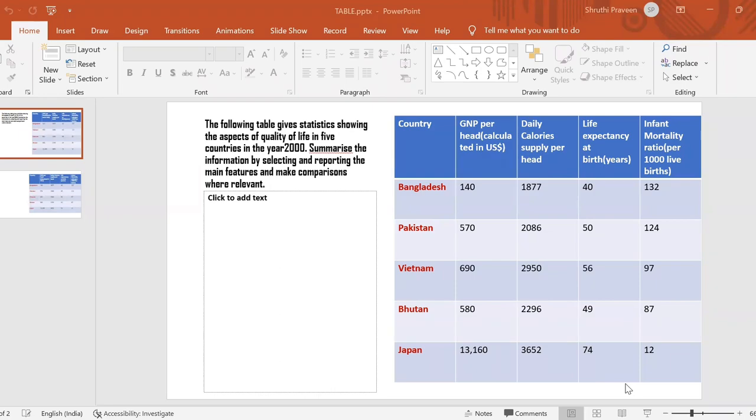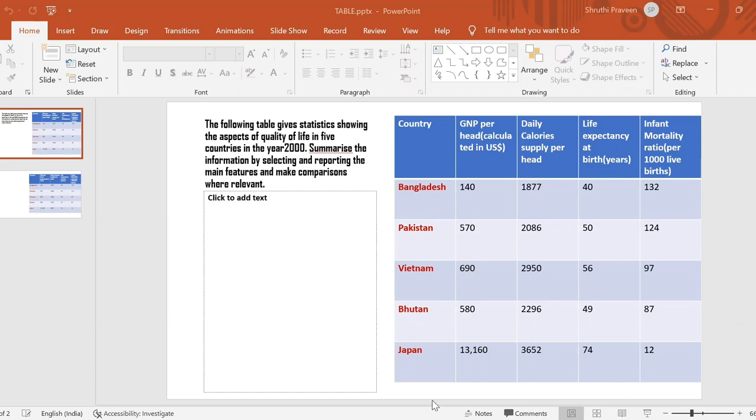Today we'll be discussing how to write a table. One mistake that most students make is that they write all the details of the table. That is not required. Actually, your band will go low if you write all the details of the table. You are expected to point out the key features. You are expected to compare and contrast. And at the same time, you are expected to show your skills in clubbing together similar points or similar details.